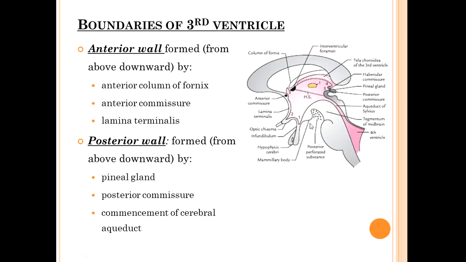Now, what are the boundaries? This is the anterior wall, here is the posterior wall, then here will be the roof, here will be the floor, and what you are seeing will be the lateral wall. In the anterior wall, three structures will be there. First is the anterior column of fornix, second is the anterior commissure, third is lamina terminalis. Then the posterior wall is formed, from above downwards, by the pineal gland, then the posterior commissure, and then the beginning of the cerebral aqueduct.